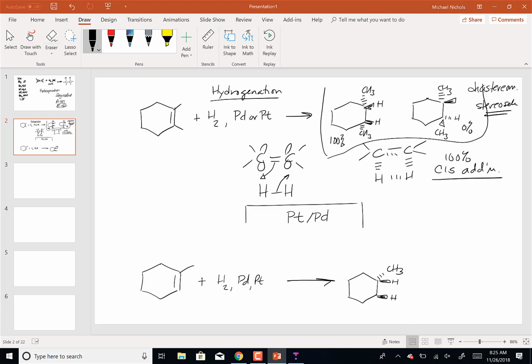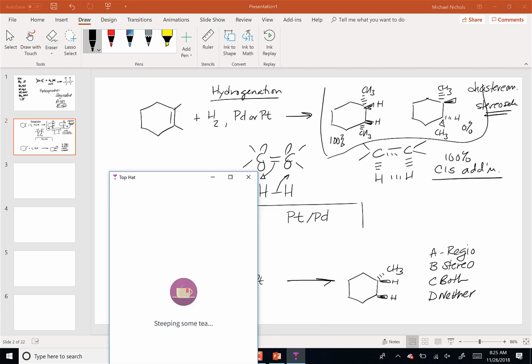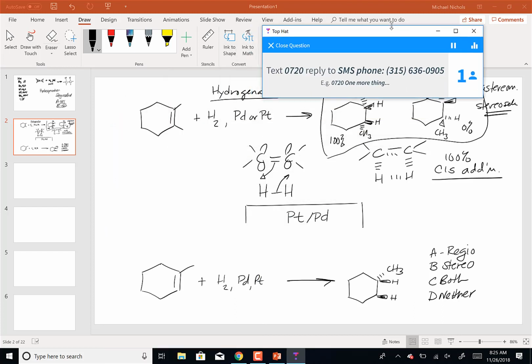So then my next question is, is it regioselective, stereoselective, both, or neither? Regio, stereo, both, or neither?